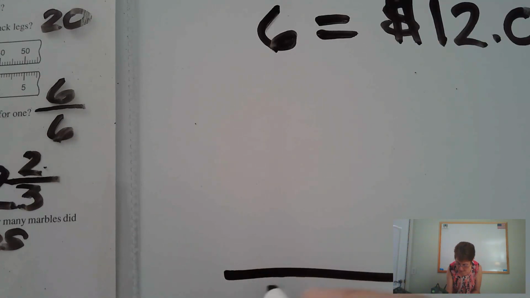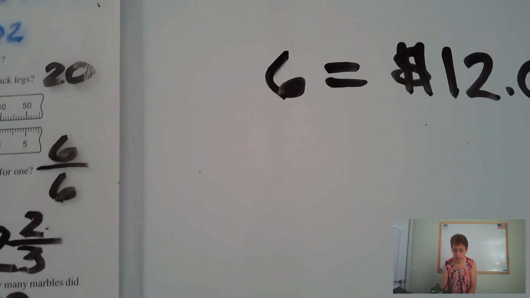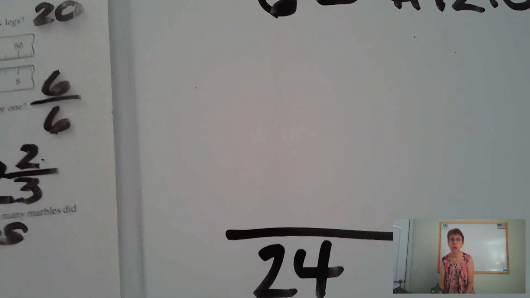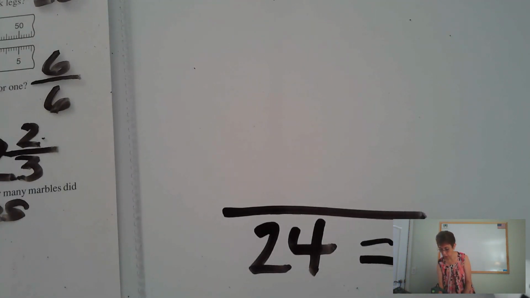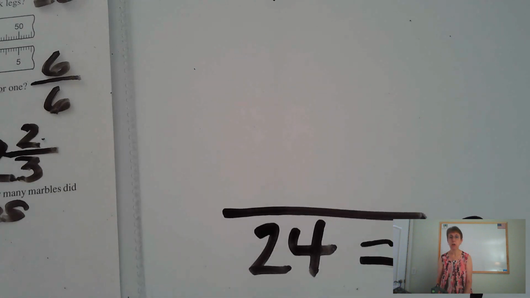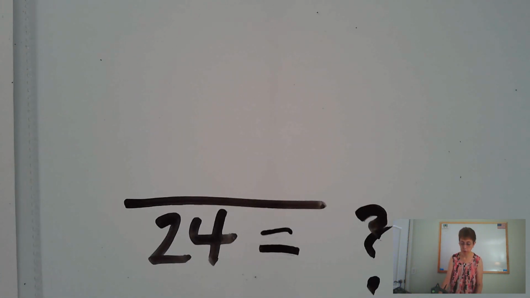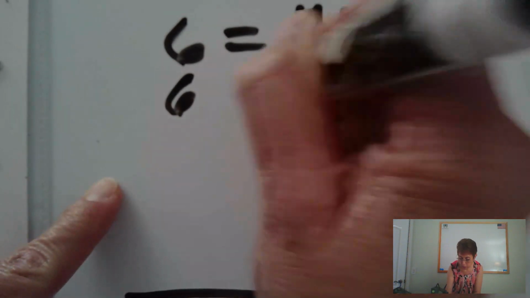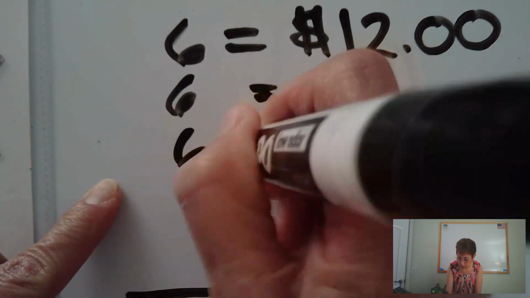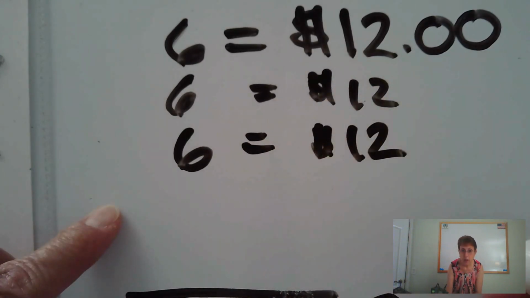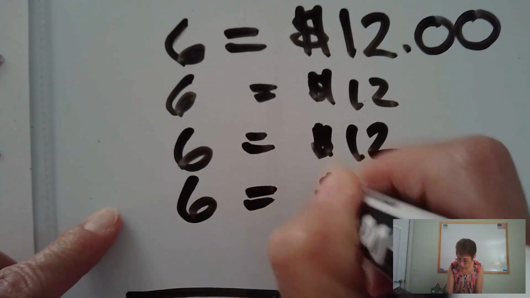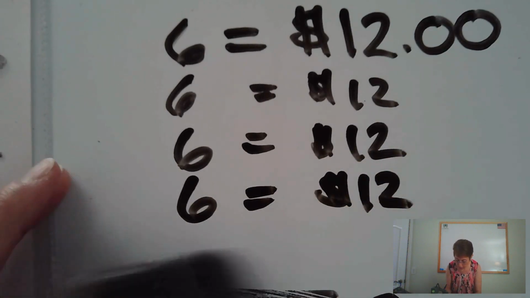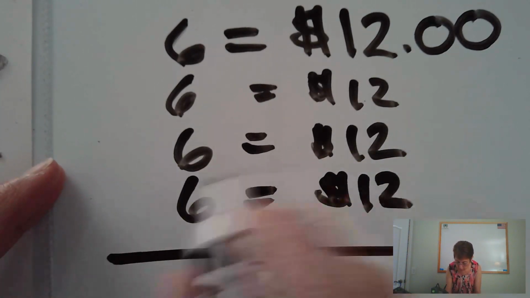Okay, so let's see. There's one way that we can do this. 6 golf balls that cost $12. We're also trying to figure out, well then, what would 24 golf balls cost? So here's 6 golf balls for $12. If you had another 6, that would be another $12. Another 6 would be another $12. And another 6 would be another $12. Do I need to have any more 6s here?